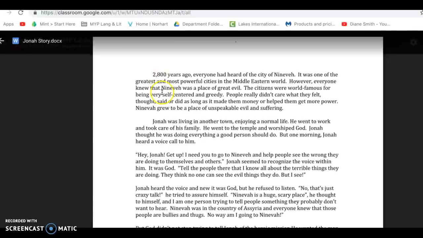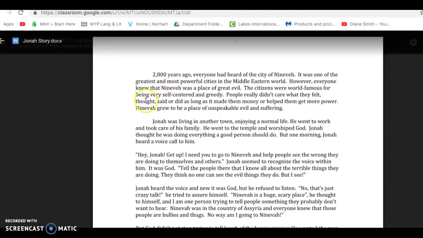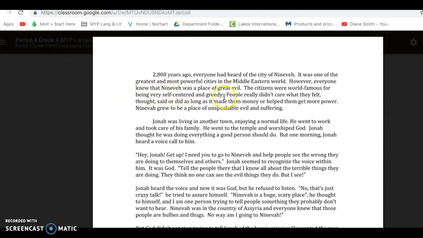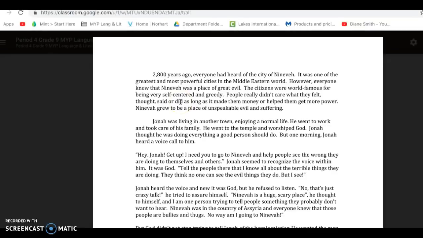Let's read it together. 2,800 years ago, everyone had heard of the city of Nineveh. It was one of the greatest and most powerful cities in the Middle Eastern world. However, everyone knew that Nineveh was a place of great evil. The citizens were world famous for being very self-centered and greedy. People really didn't care what they felt, thought, said, or did, as long as it made them money or helped them get more power. So Nineveh grew to be a place of unspeakable evil and suffering.